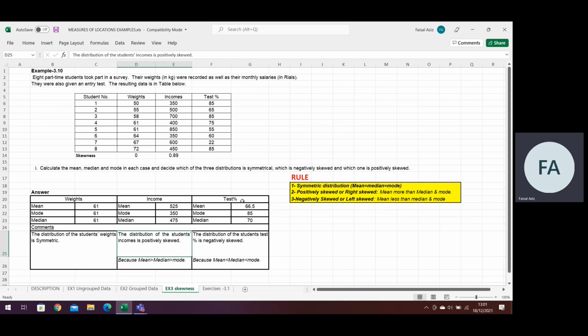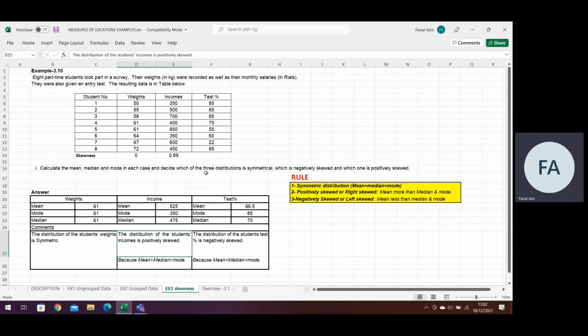Similarly, if you look at the test percentage data, I have already calculated its mean, mode and median. Here you can see that the mean is less than median and median is less than mode. If this is the situation, then we can say that it is negatively skewed. The tail of the data is towards the left side. So it is called negatively skewed or left skewed.